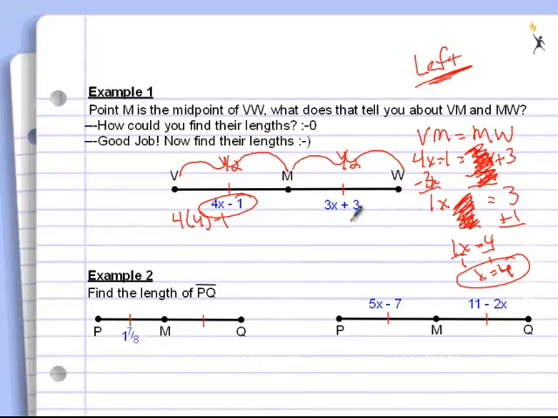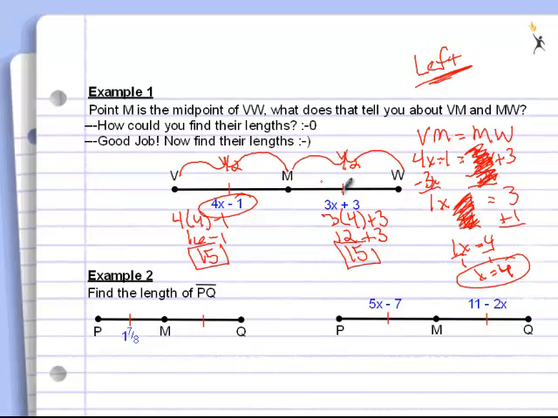minus 1, 3 times 4 plus 3, and I can actually find out what VM and what MW are as far as what their total lengths are. Well, 4 times 4 is 16 minus 1. 16 minus 1 is 15. I know that VM is 15. 3 times 4 is 12 plus 3. 12 plus 3 is 15. I know that MW is 15.